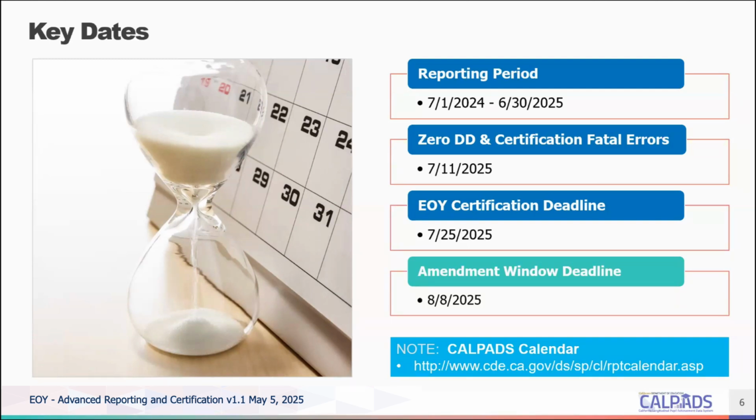Please note that this is the final deadline for EOY 3 and 4. Now, your graduation cohort cutoff date will remain August 15th, the same as the prior years, in order that students graduating in the summer may be included in the 2024-2025 four-year adjusted cohort graduation rate.